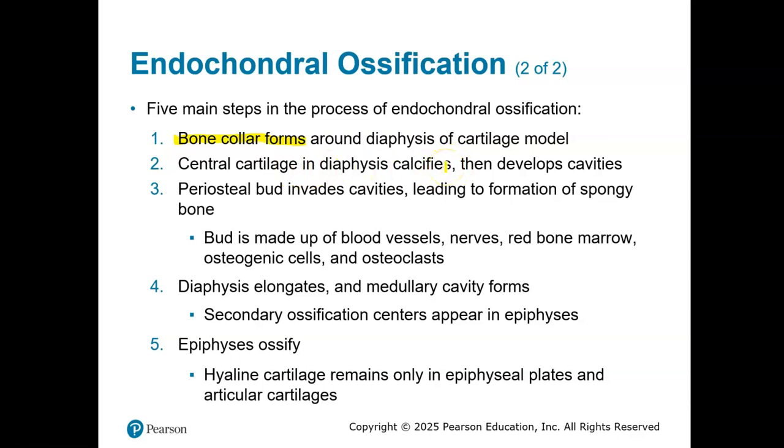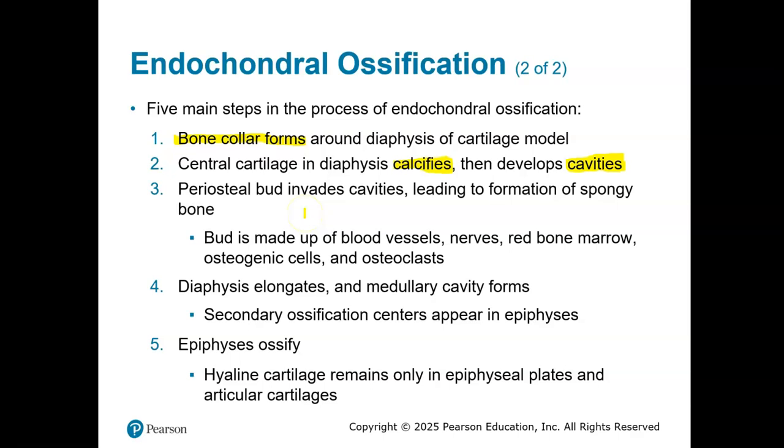In step 2, the cartilage in the diaphysis begins to calcify, and that means the cartilage is replaced with bone tissue. That is by the action of osteoblasts. The calcification or bone tissue formation is by the osteoblasts. But then osteoclasts come in and start forming the cavity by breaking down the bone tissue where the medullary cavity is going to be. So you have calcification and you have breakdown of bone tissue to form the cavity.